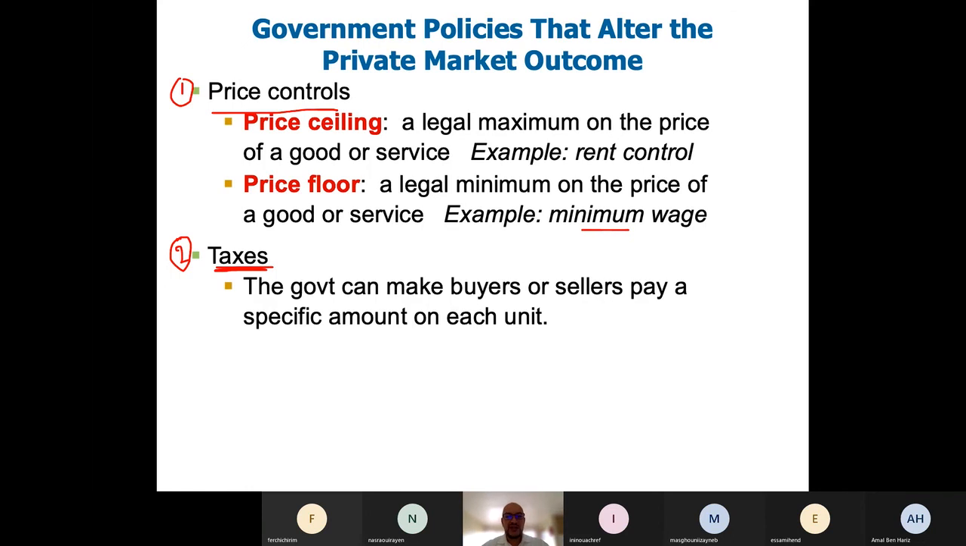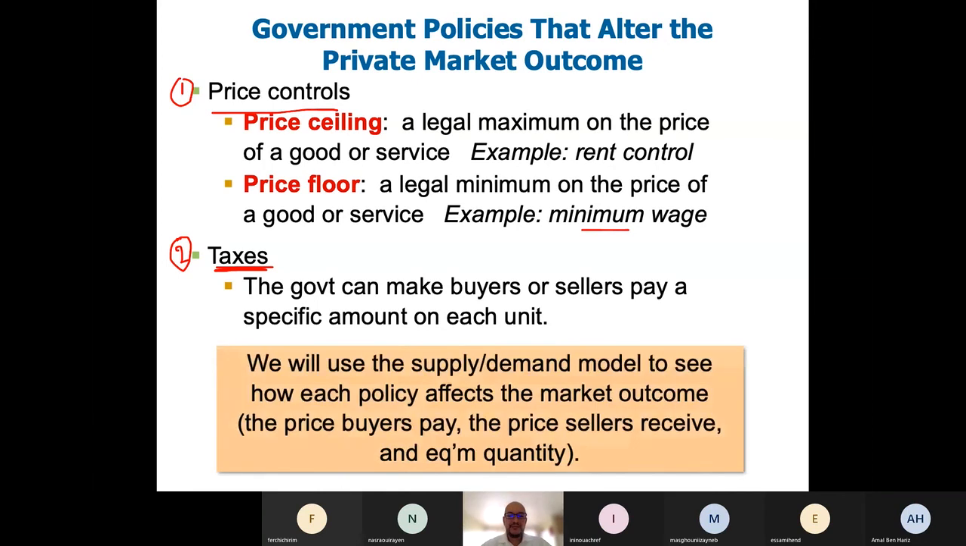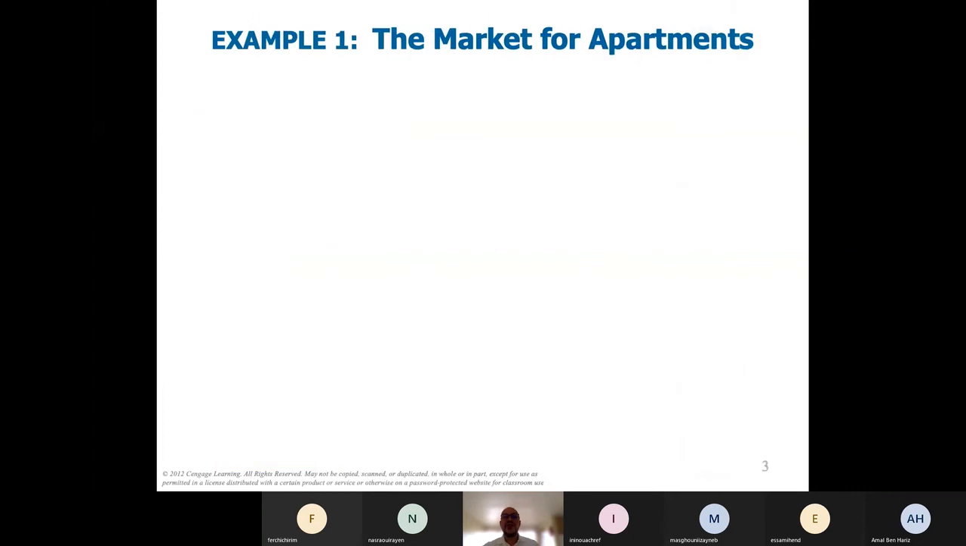Taxes, just a definition: the government can make buyers or sellers pay a specific amount on each unit. We'll use the supply and demand model, the same model we are always using, to see how each policy affects the market outcome: the price buyers pay, the price sellers receive, and the equilibrium quantity. So we start with the first policy, which is price control. Through two examples, we'll see the effect of this policy on market outcomes, and whether government intervention in the market is good or bad.